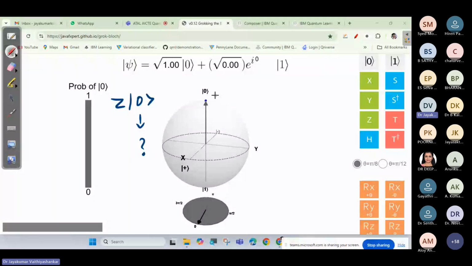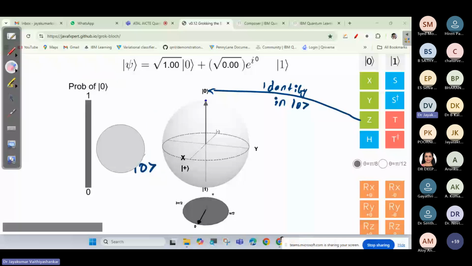It will do nothing. It will stay in state 0. So Z gate will act like identity gate in state 0.